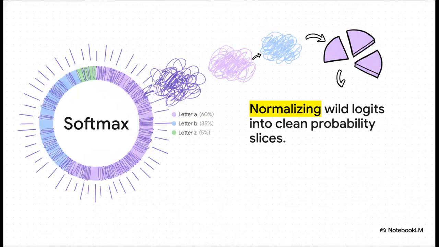To fix those messy logits, we pass them through a mathematical function called softmax. You can think of softmax as a beautiful visualizer. It takes all those wild positive and negative numbers, exponentiates them to make them all positive, and then neatly normalizes them into clean slices of a pie. Every output now represents a probability, and all the slices sum perfectly to exactly 100%. Now we can clearly see, oh, the AI thinks there's a 60% chance the next letter is A, and only a 5% chance it's Z.